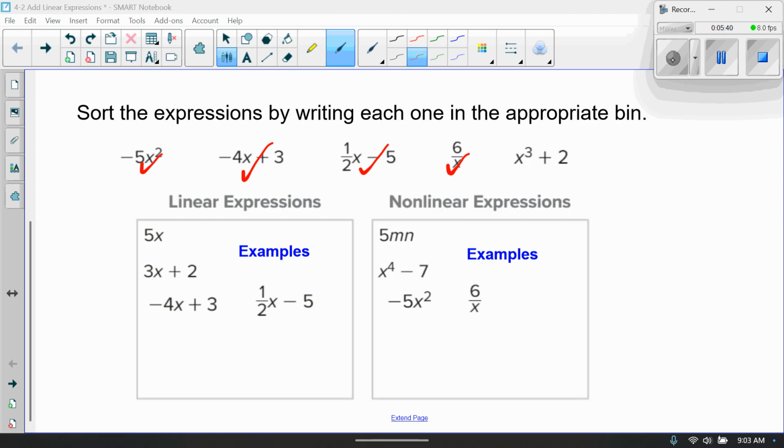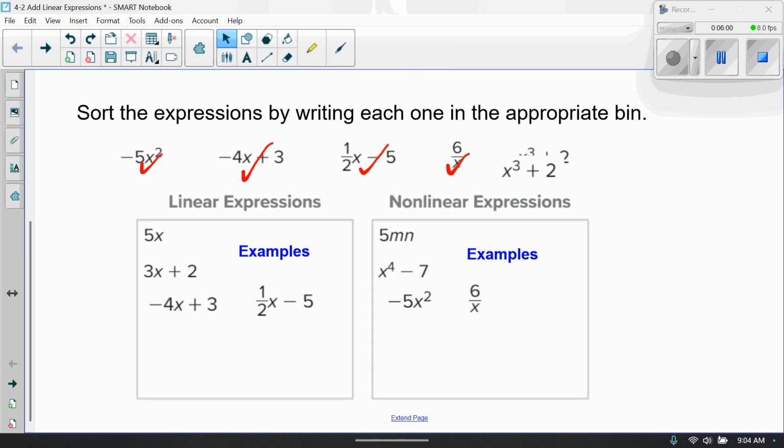All right, so for the last one, we have x to the third power. We can already stop because there's my variable and my exponent is 3. The exponent has to be 1, okay? So this one is nonlinear. This one goes into the nonlinear category right there. That one's done.